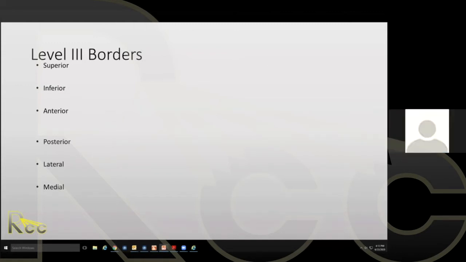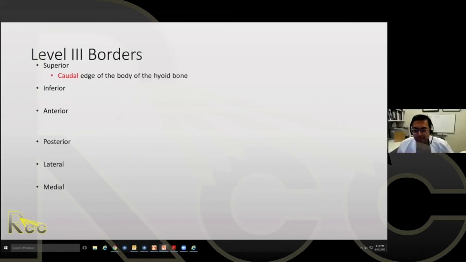Good morning and good afternoon. The superior border is the caudal edge of the hyoid bone. Okay, and do you know what part of the hyoid bone? Oh, sorry, the body of the hyoid bone. You got it, that's right. So the caudal edge of the body of the hyoid bone. What about the inferior border?